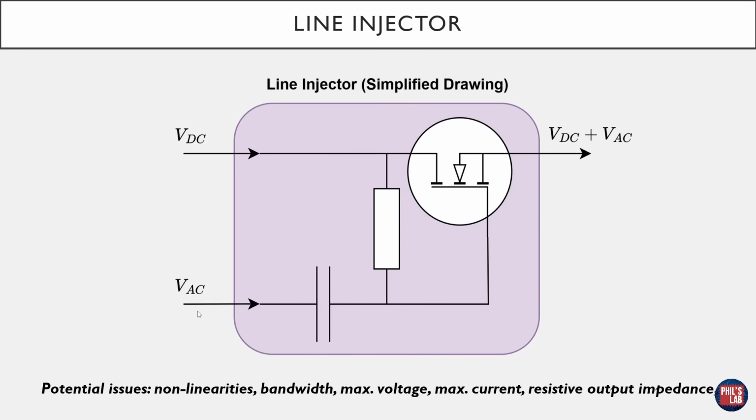Now, of course, there are a few potential issues depending on how complex you design your line injector, but for something as simple as just a series pass element transistor, you might have issues with nonlinearities, with maximum bandwidths, switching speeds, maximum input-output voltages, maximum gate voltages, maximum currents, and you will also typically have, for something like this, a resistive output impedance, and we'll see why that is an issue later on.